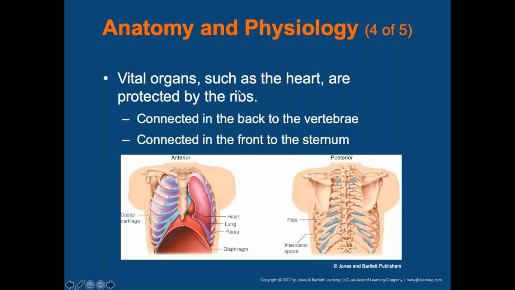There are some vital organs, such as the heart, that are protected by the ribs. As you can see, the rib cage is here. We have ribs, and we have our costal cartilages, which run to the sternum. In between each one of these ribs is called an intercostal space. So I'm sure you remember me saying that before.